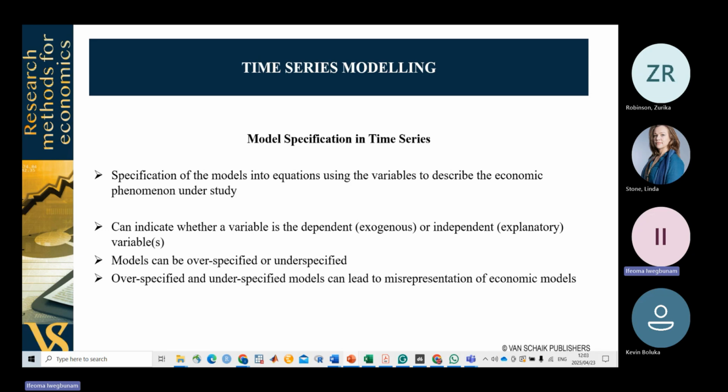Then when we under-specify the models we use in time series analysis, it can also lead to misspecification, in the sense that most of the variables that are supposed to be included in the model are not there. And so we will not be able to get all the information we are seeking in the research we are conducting. So we need to be careful when selecting our variables in time series analysis, so that we will not make any of these mistakes.